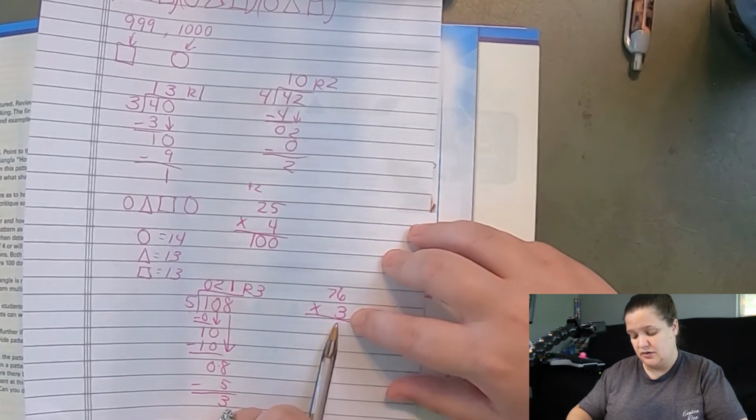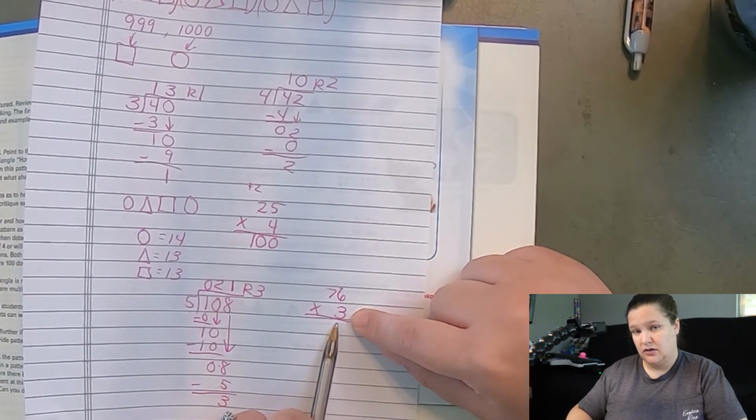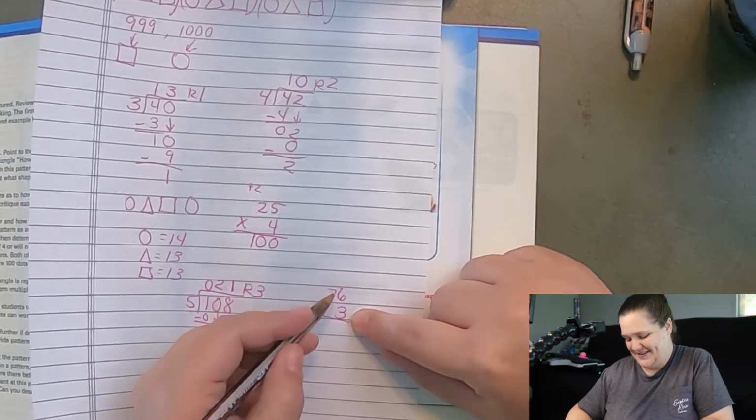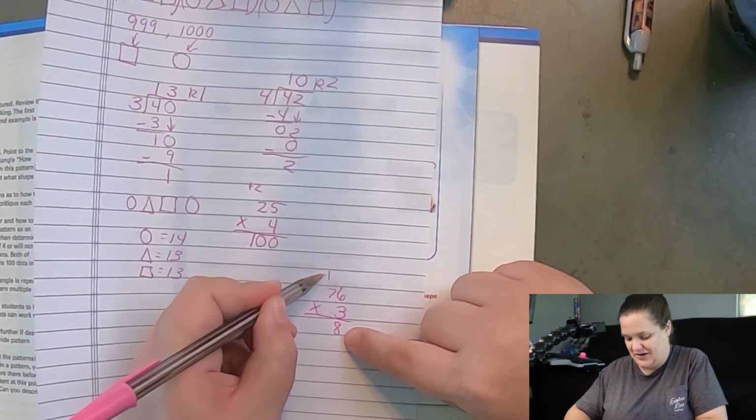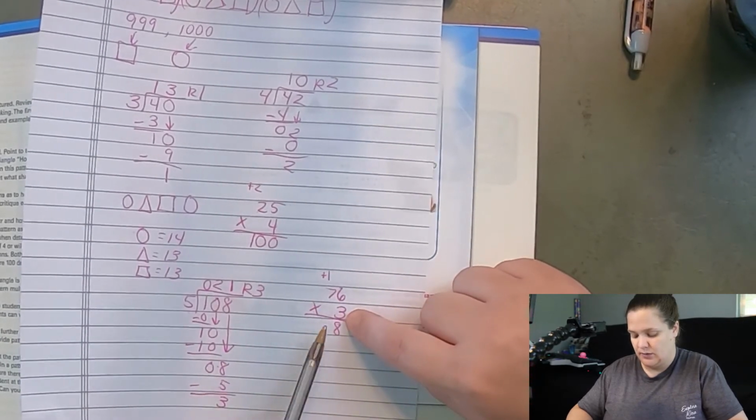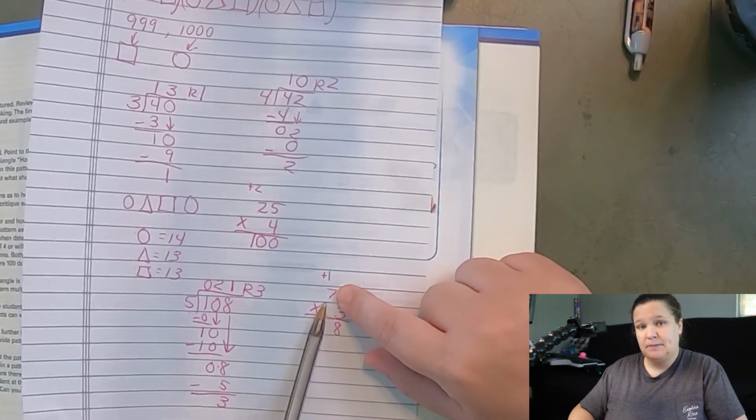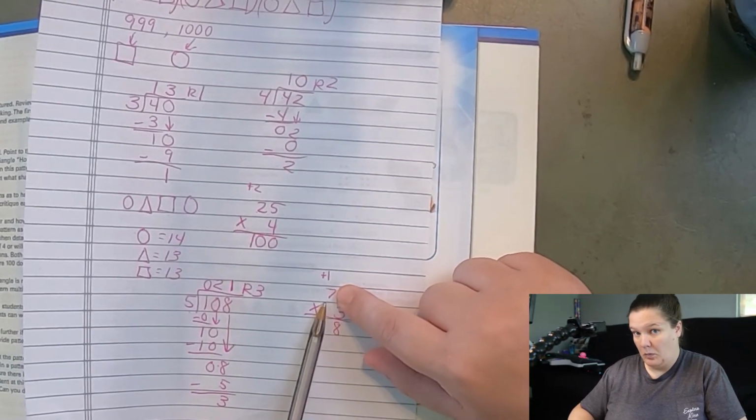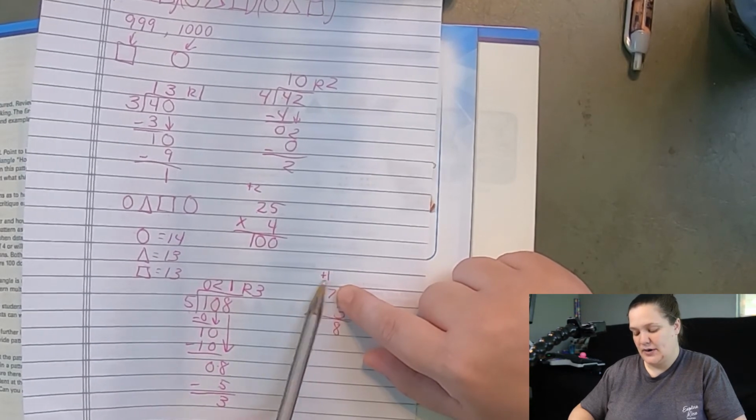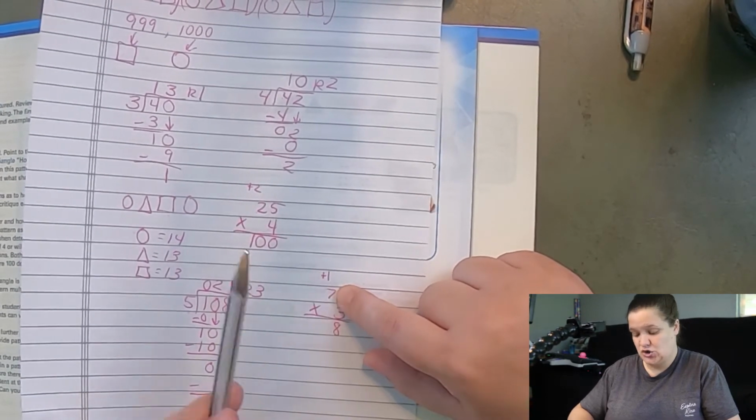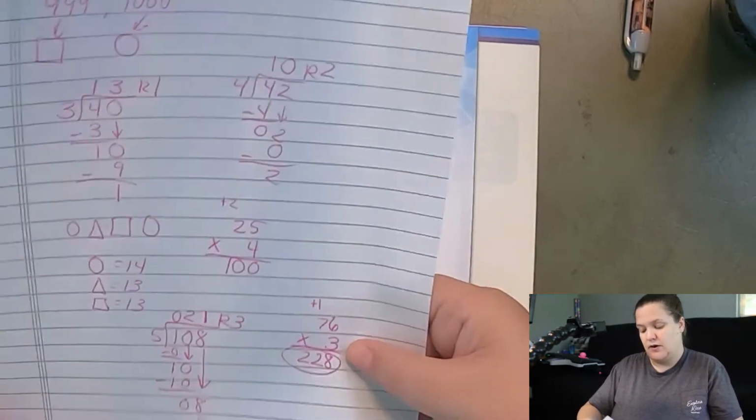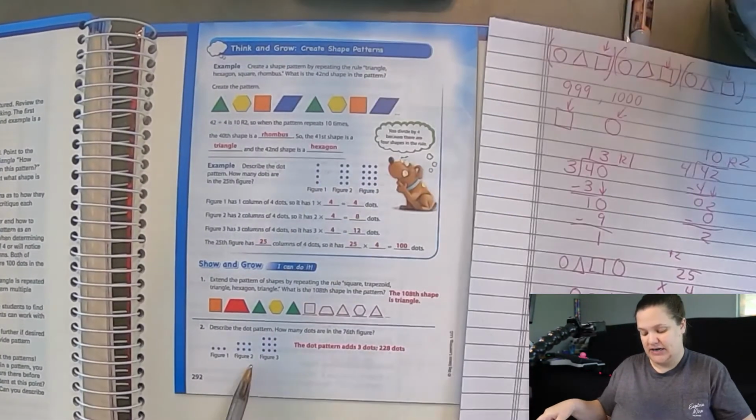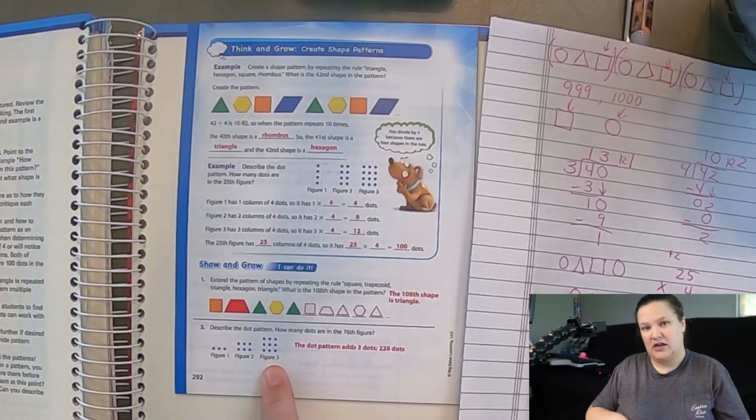So 6 times 3 is 18. Put our 8 here, and carry our 1 up here. We're going to add it once we multiply. 3 times 7 is 21. And then we're going to add our 1, so 21 plus 1 is 22. So there will be 228 dots in the 76th figure.